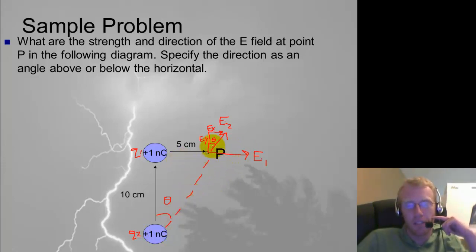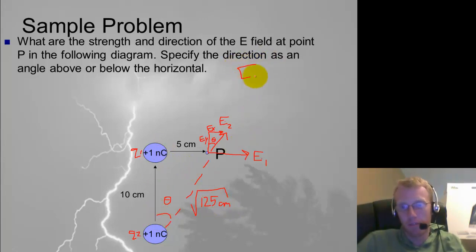So first we need to find this distance away. This distance here, use the Pythagorean theorem with a 5 and a 10. 10 squared is 100, 5 squared is 25, so this is the square root of 125 centimeters. Charges are both 1 nanocoulomb. The formula for E is kq over r squared. We know this distance here is 5 centimeters. We know this distance here is the square root of 125 centimeters. We know both of the q values, and we know k. So we can find E1 and we can find E2.